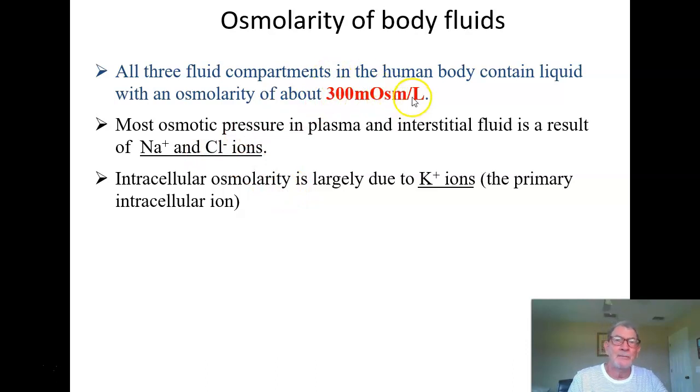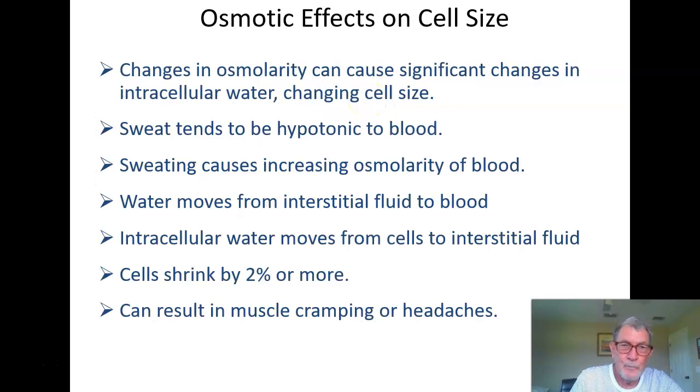Should be about 300 inside and out, mostly sodium and chloride on the outside, mostly potassium on the inside, causing the osmotic pressure to be about the same inside and out. If you do put a cell in a hypertonic solution, that hypertonic solution will suck water out of the cell and it'll shrink.